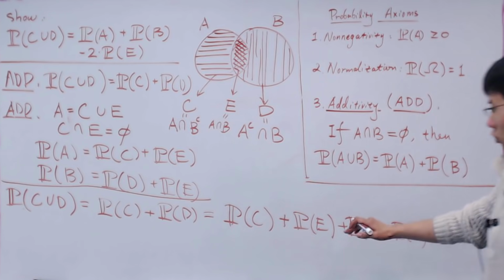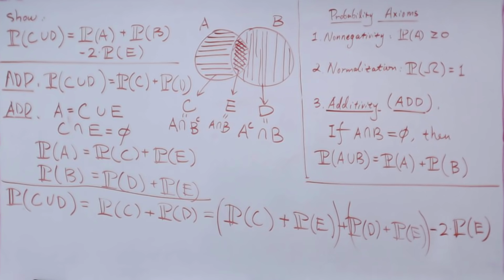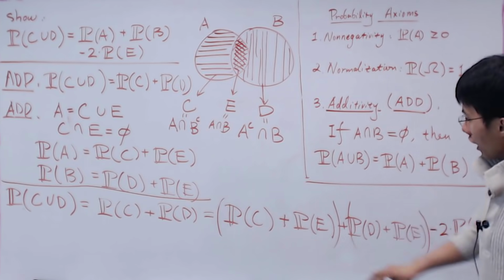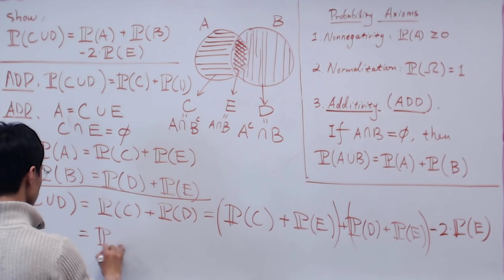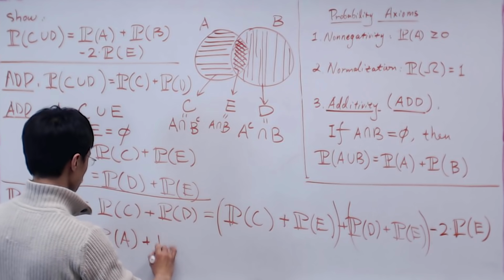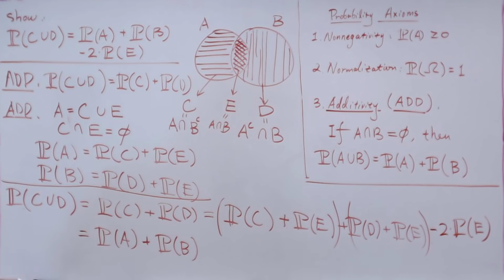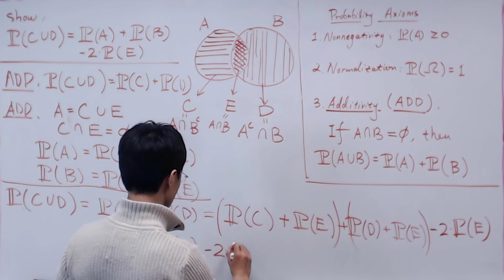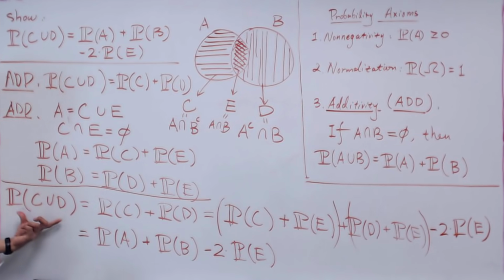So if we look at this equation, we see that there are 2 parts here that we've already seen before, right here. The very first parenthesis is equal to the probability of A, and the value of the second parenthesis is equal to the probability of B. We've just derived these here. And finally, we have the minus 2 probability of E. This line plus this line gives us the final equation, and that will be the answer for the problem.